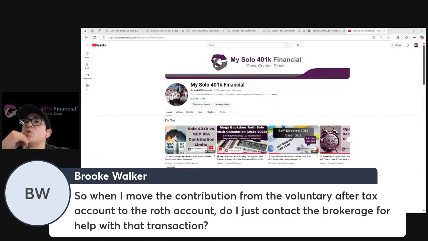When I move the contribution from the voluntary after-tax account to the Roth account, do I just contact the brokerage for help with that transaction? Let me pull up our procedure page. You're also going to want to let us know about that move because that's going to be reportable on a 1099-R. We handle that 1099-R as an optional free service for our customers. Customers just submit an online form to give us the information we need to prepare the 1099-R. This procedure page goes over all the steps, including the move that you're talking about.